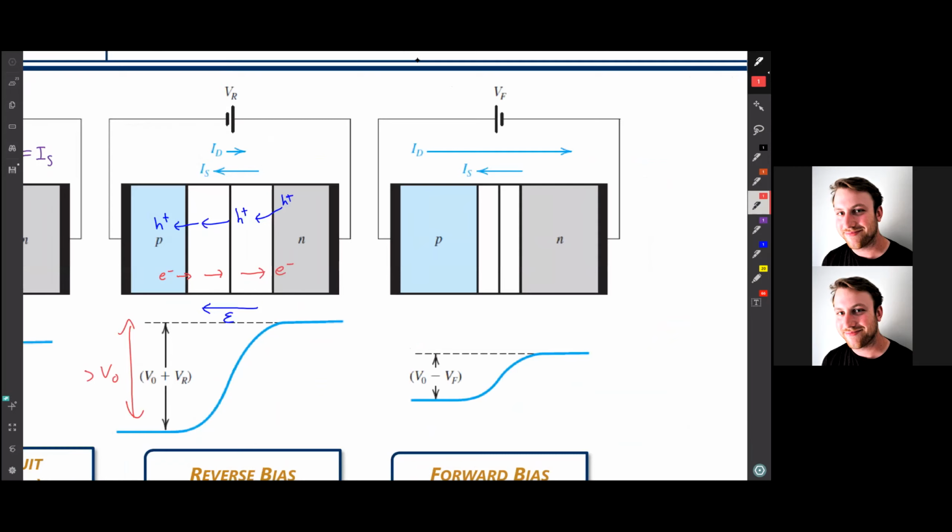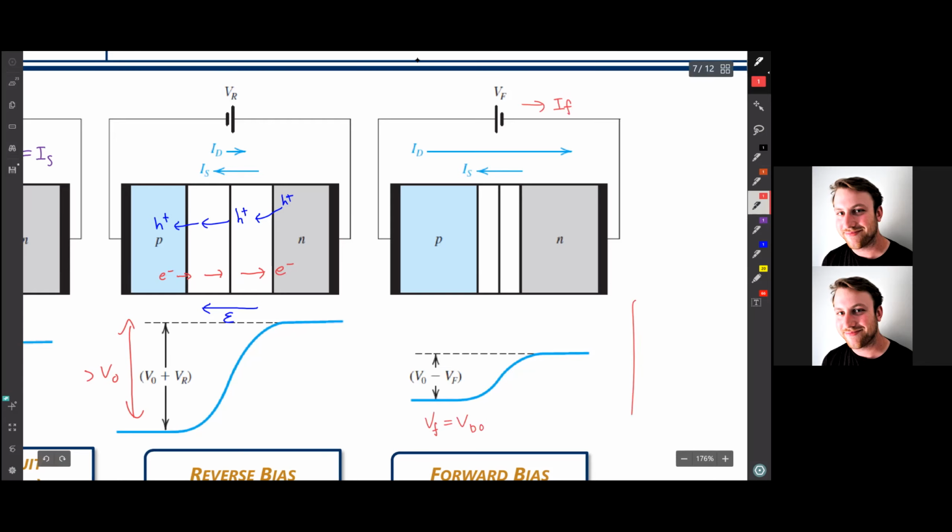Lastly, the most important biasing scheme, I think, is the forward bias, where we apply a positive voltage to the P side and a negative voltage to the N side, and we get forward current. You can see we've reduced our potential barrier to the point where that diffusion current is able to completely dominate the saturation current. And so VF is equal to VD0, the turn-on voltage of the diode, right?